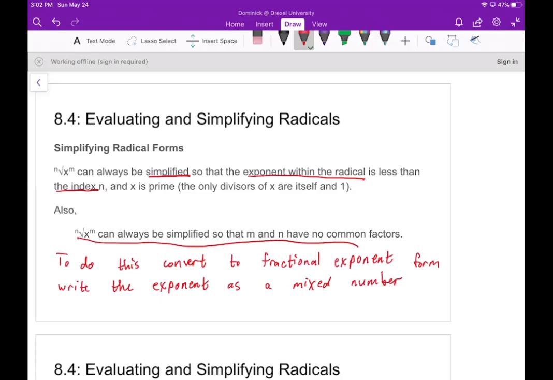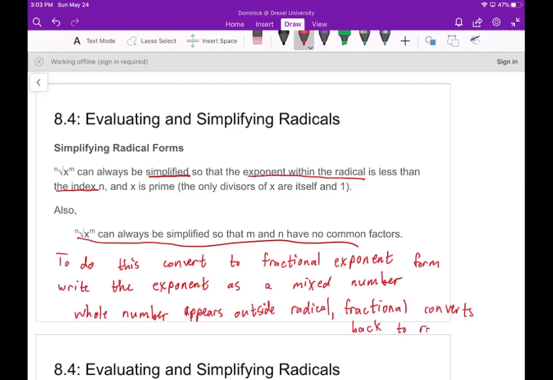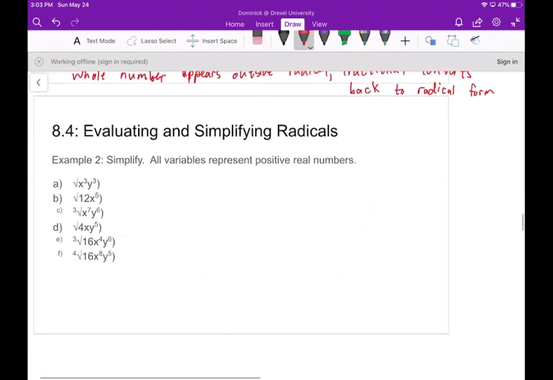Right? So when I say mixed number, I mean something like 3.5, where you have a whole number plus a fraction. Now the whole number is the perfect power part, so that's just going to appear outside of a radical. Where the fractional part, you'll convert back to radical form. All right, so let's take a look at an example of that.